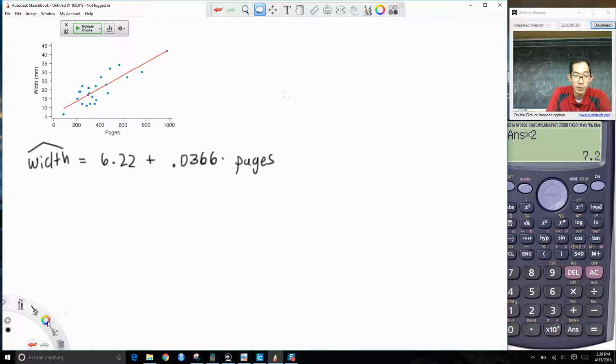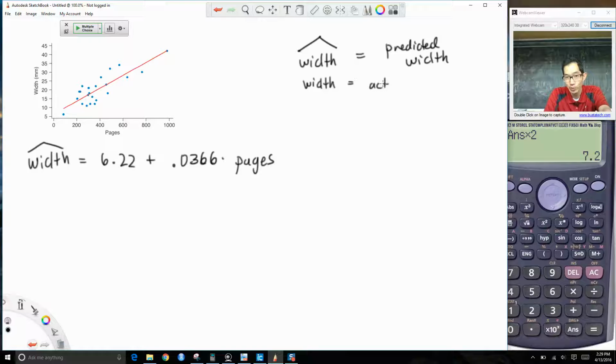All right, and so what does the hat over width represent? What does the hat mean? Prediction, right? So width hat is the predicted width, whereas width would be the actual value of the width.